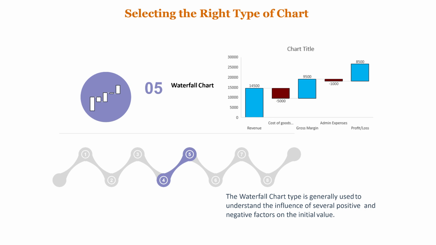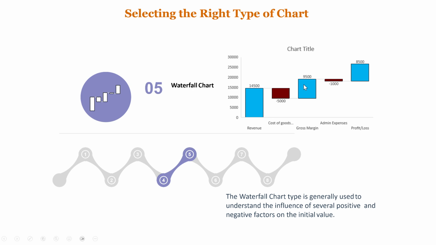Then we also have one unique chart that people abuse a lot, the waterfall chart. The waterfall type is generally used to understand the influence of several positive and negative factors on the initial value. So let's look at how waterfall works. Here we have a revenue of 14,500. We now drop our cost of goods, which is 5,000. So what this chart does for us is that it deducts 5,000 from 14,500, right? And gives us a gross margin of 9,500.